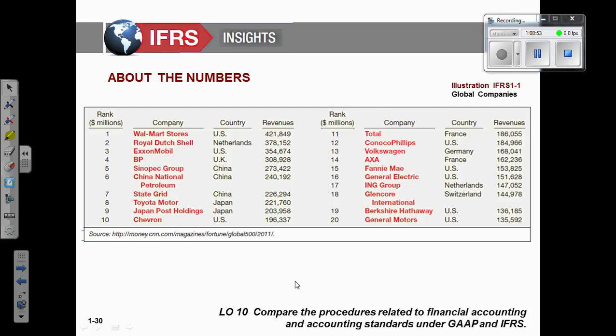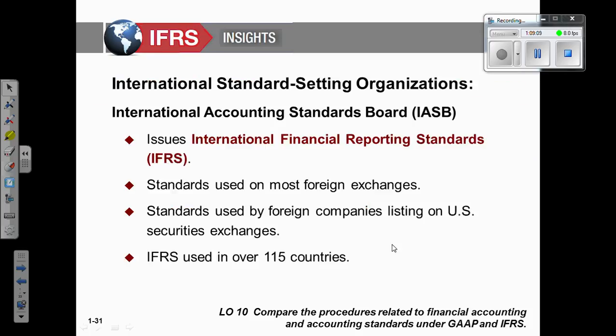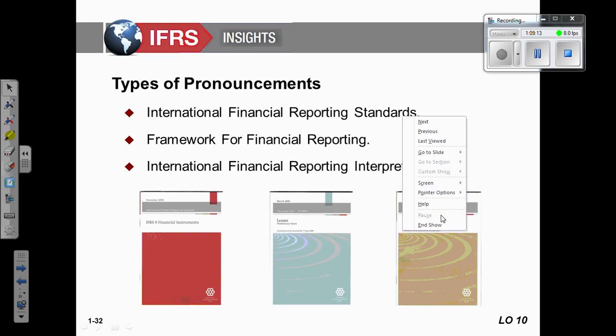Funny, the country of France, compared to Conoco and Volkswagen. It's hilarious, isn't it? So, get an idea how big these companies are. So read this stuff and think about it. It's interesting. Useful. Oh, that's kind of interesting. We should mention that.